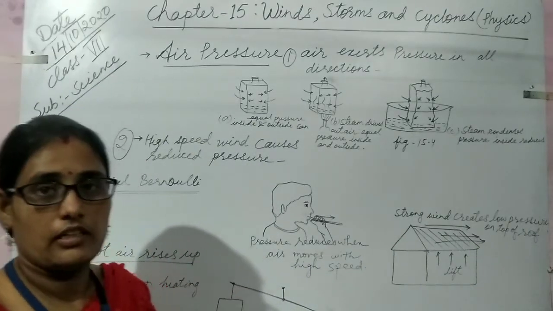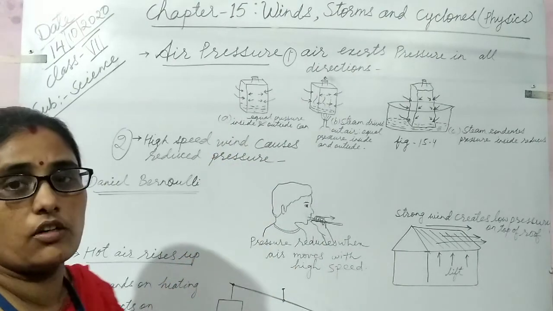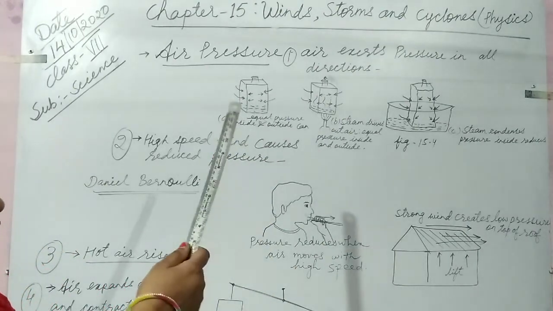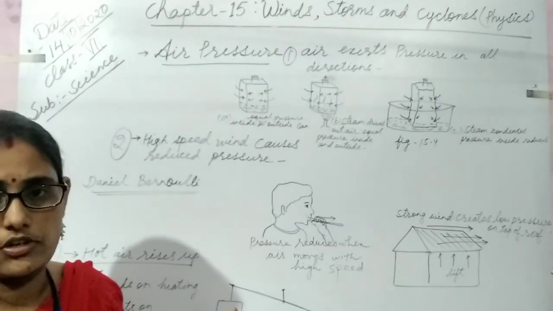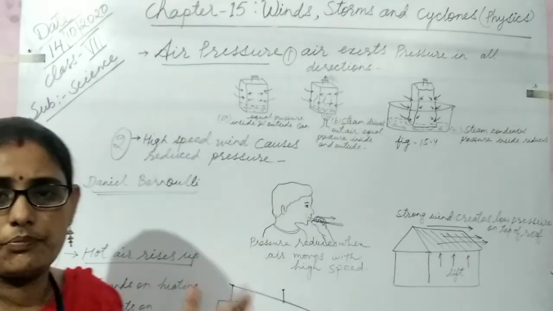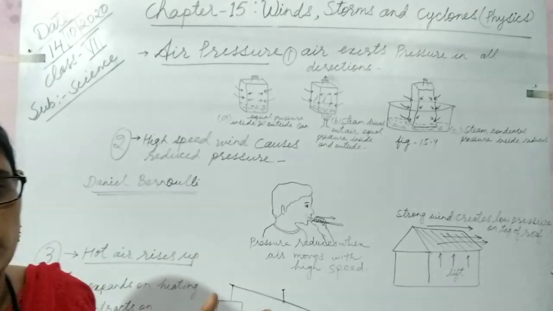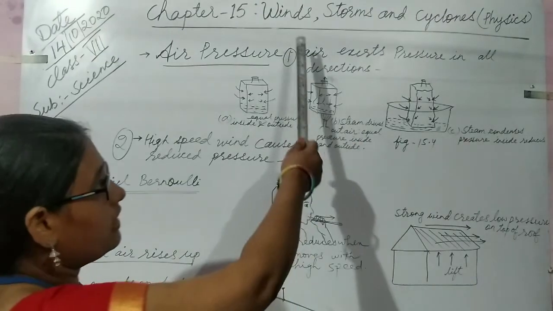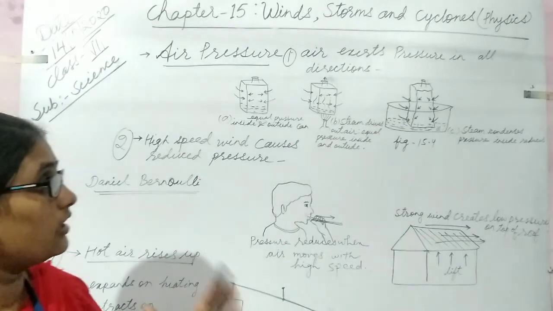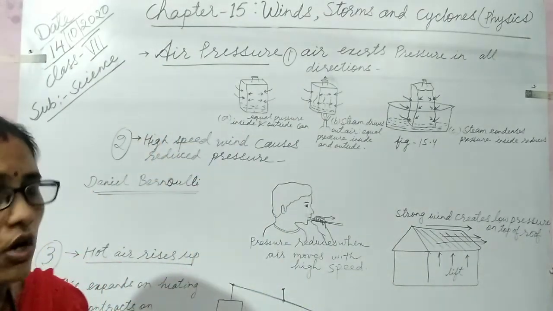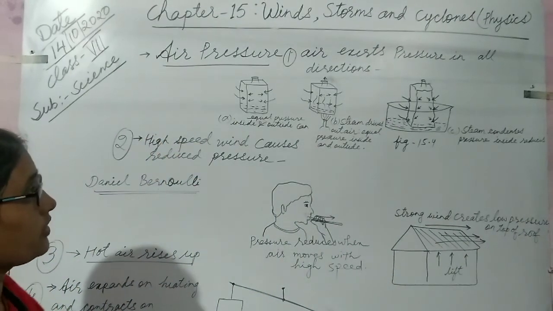So today I am going to start the next topic of chapter 15, winds, storms and cyclones, physics. Let's discuss air pressure. Pressure exerted by air is known as air pressure. Air exerts pressure in all directions. Yes, it's true. Air always exerts pressure in all directions from different sides.